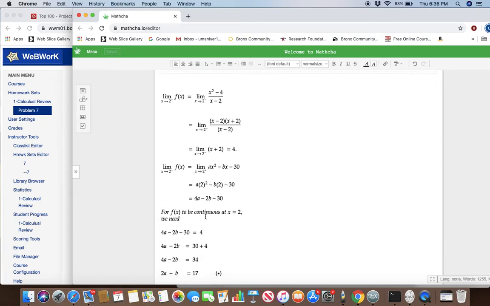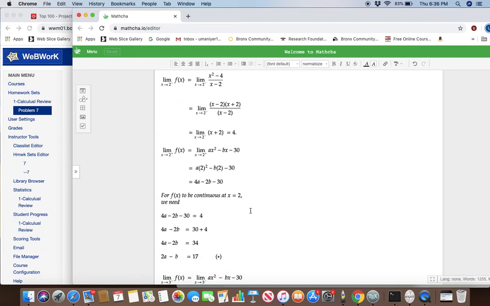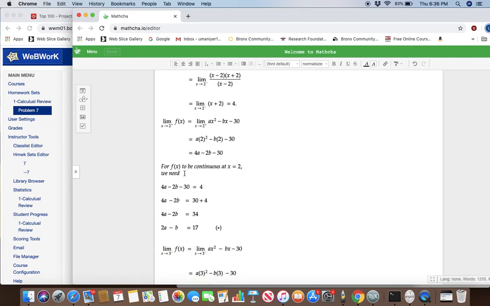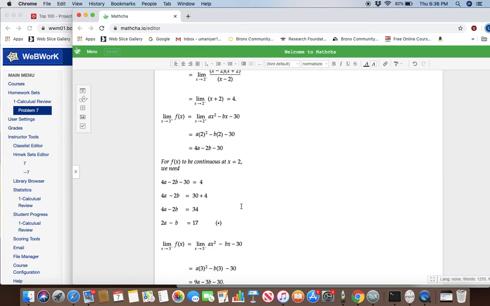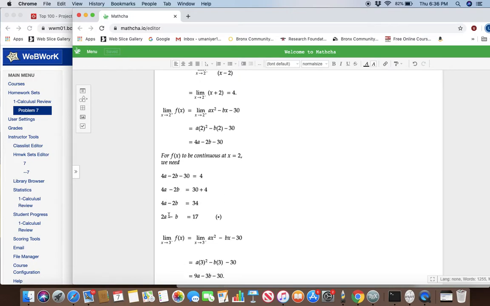For f to be continuous, I want the right hand limit to be equal to the left hand limit. So 4a minus 2b minus 30 has to be 4. Move the 30 to the other side, 30 plus 4. 4a minus 2b is 34. Divide throughout by 2. 2a minus b equals 17. That gives me one equation.